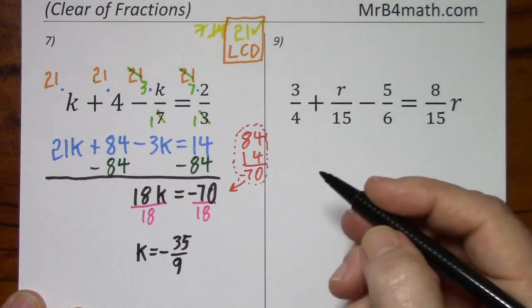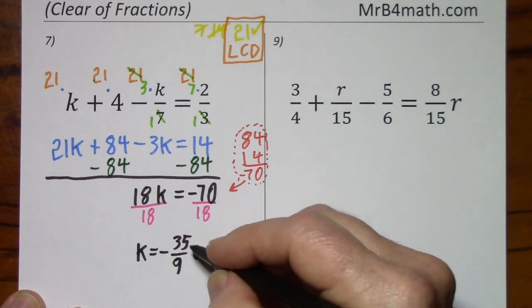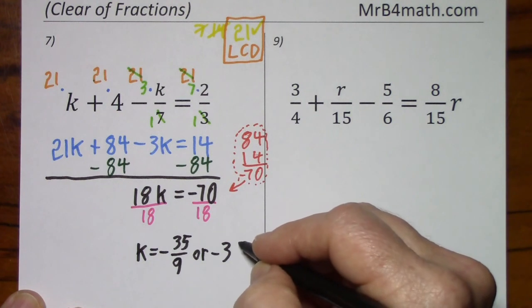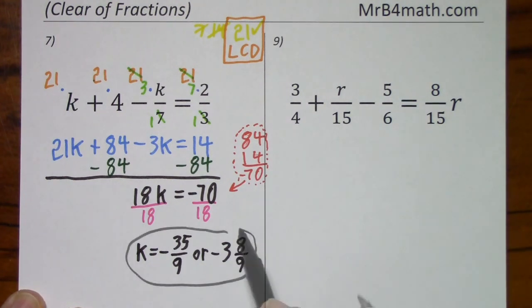This is simplified, but I could also write this as a mixed number. 9 goes into 35 3 times, with 8 left over. And you keep your denominator.